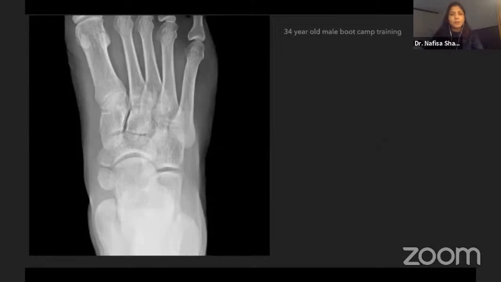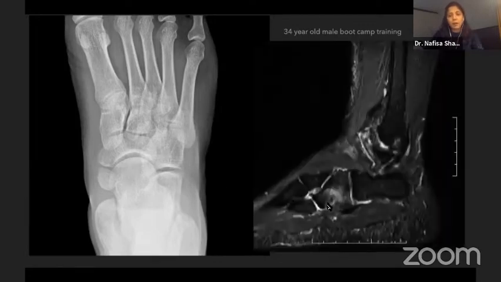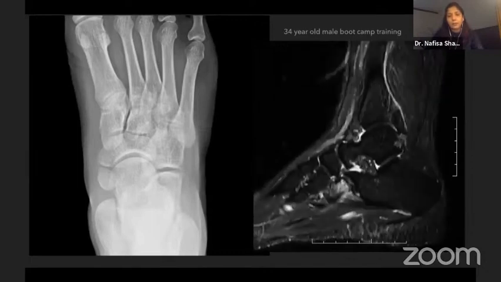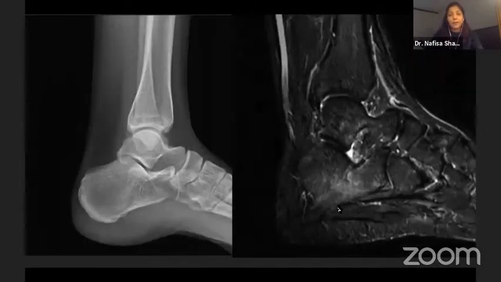This is a patient who came back from boot camp training and had lateral sided pain at the hindfoot and midfoot. And the X-ray again didn't reveal much, even in retrospect. And the MR, of course, makes it very easy to see that there was an occult stress fracture of the cuboid in this case, something that happens quite commonly.